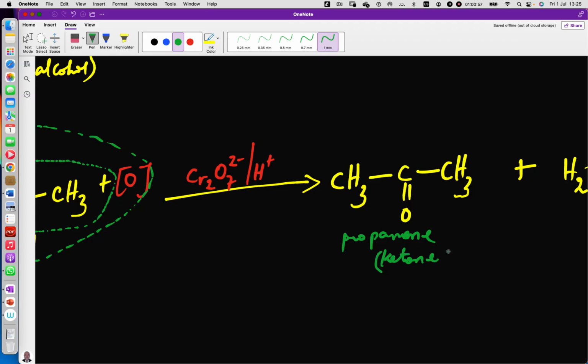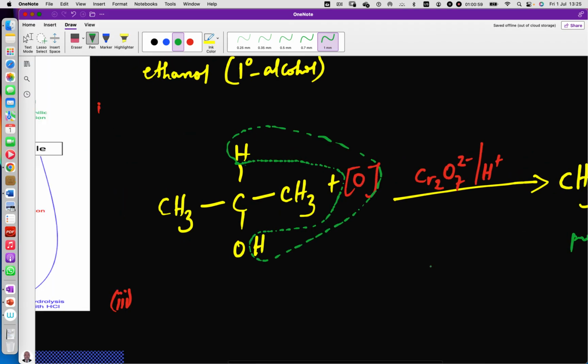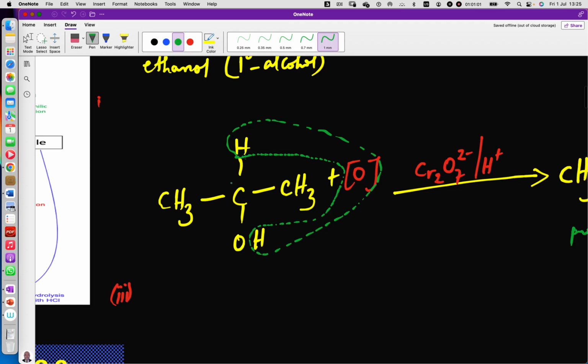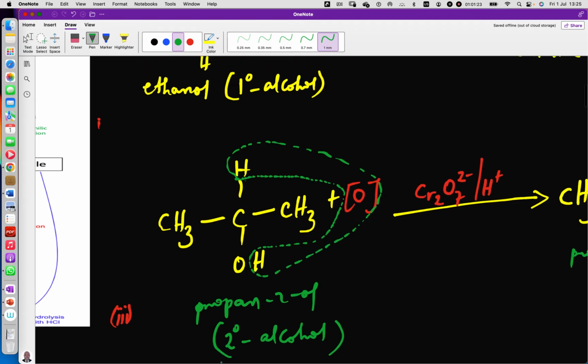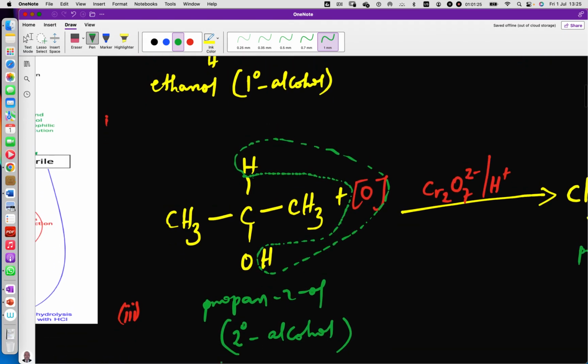Secondary alcohol is oxidized to ketone, and this is what we call propan-2-ol. Propan-2-ol is a secondary alcohol. That is what is being done. So secondary alcohol can be oxidized.